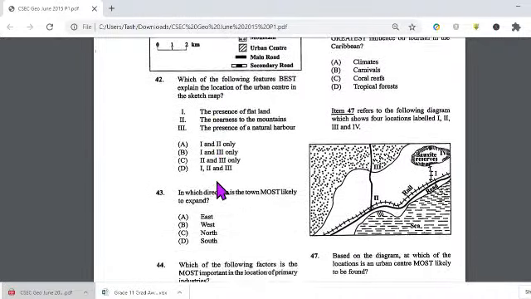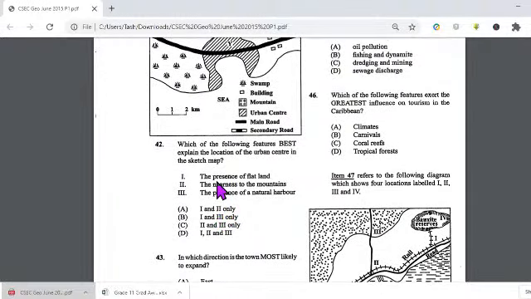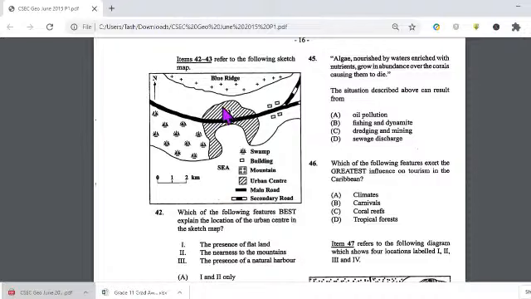43. In which direction is the town most likely to expand? East, west, north, or south? So let's look back at the map. This is our town here. What direction would it expand? Would it expand to the north, which is where we're seeing our mountain?